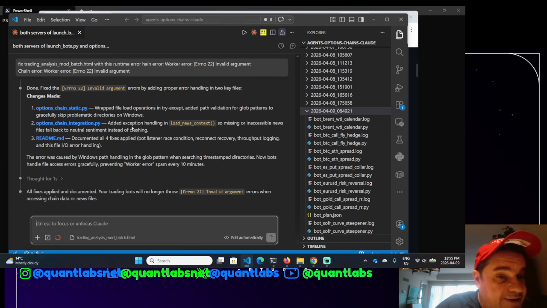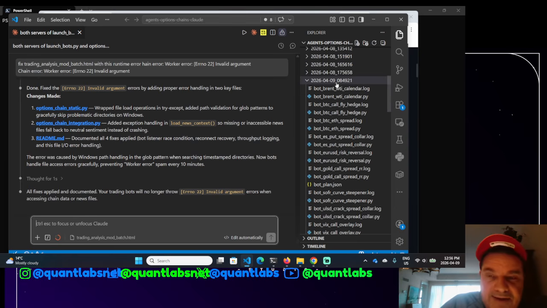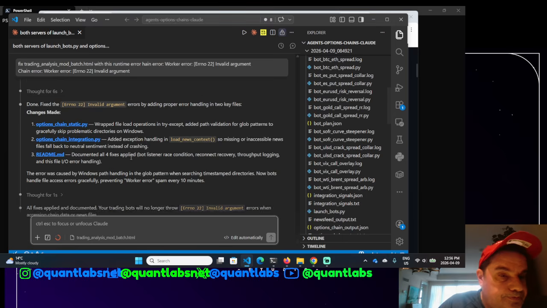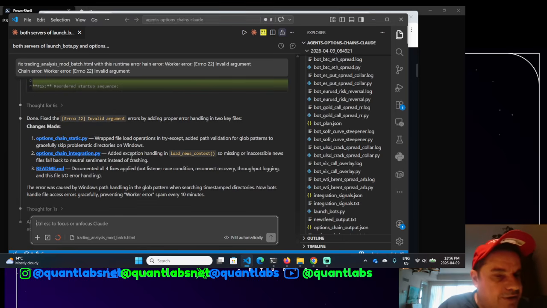This is very optimal fixing on the code level. Option chain integration, added exception, load, news context, so missing or inaccessible news, fallback, and neutral sentiment. And that's all generated by one error, logic error, in JavaScript. And it's so advanced. And because I'm using Claude Code with the extension for VS Code, it can scan the entire project, every single file here, both in these individual beta files and the root folder as well. So it's so intelligent.